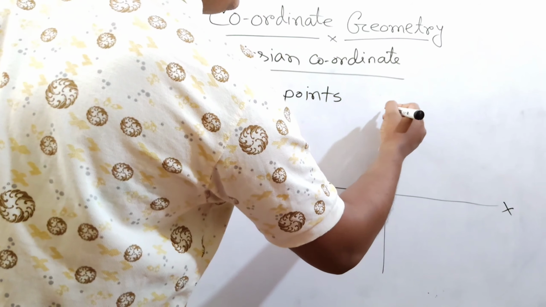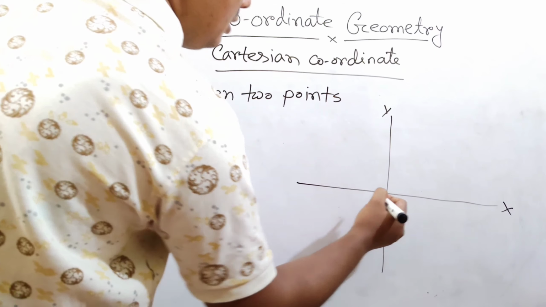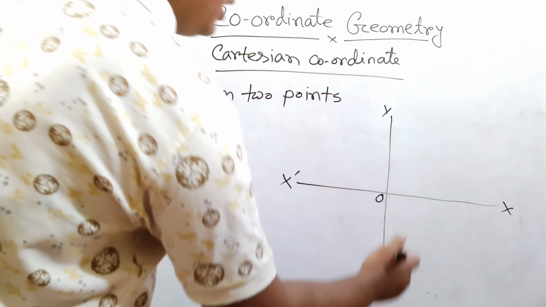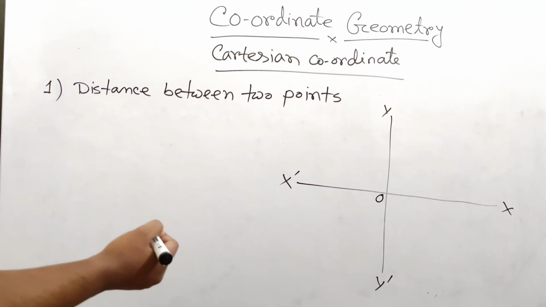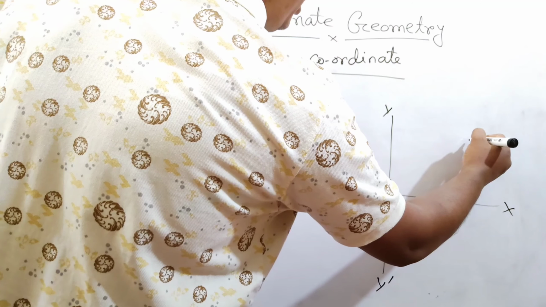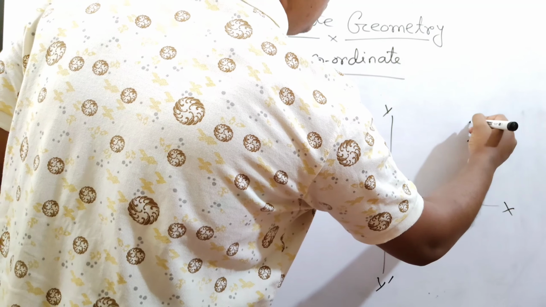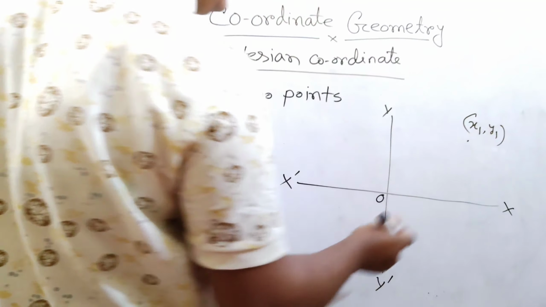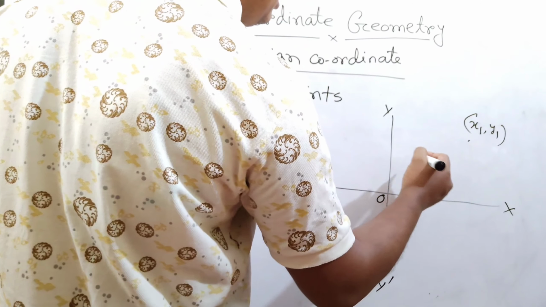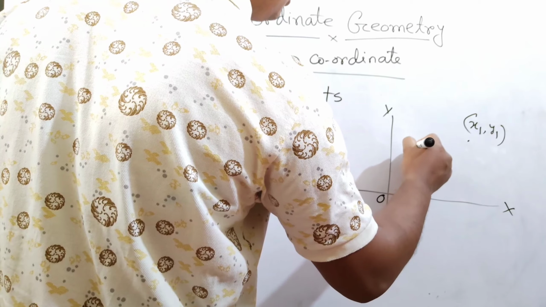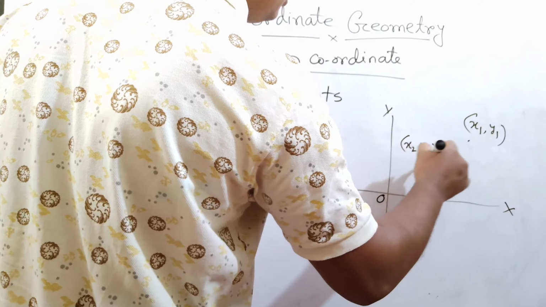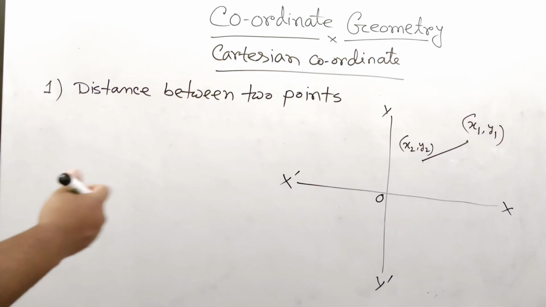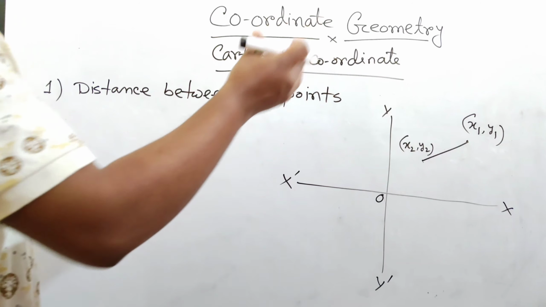First consider the x and y axes: x prime, x, y prime, y axis. Here we consider a point x1, y1, and another point x2, y2. We need to find the distance between these 2 points, so I will try to derive this formula.